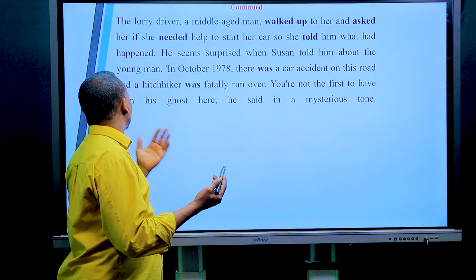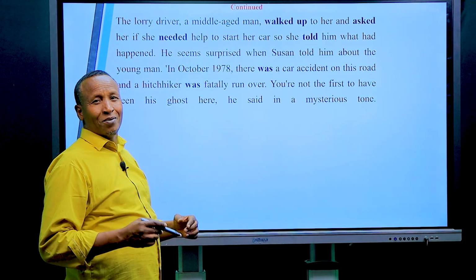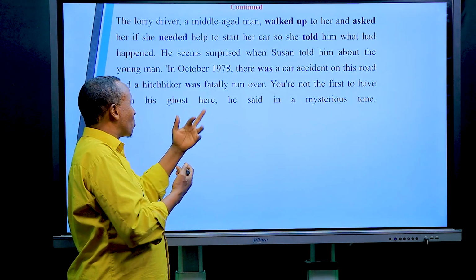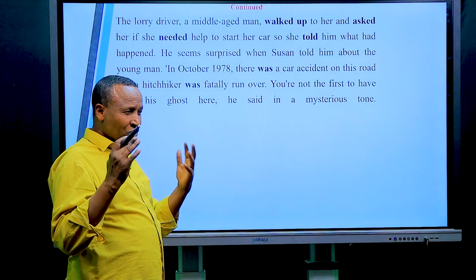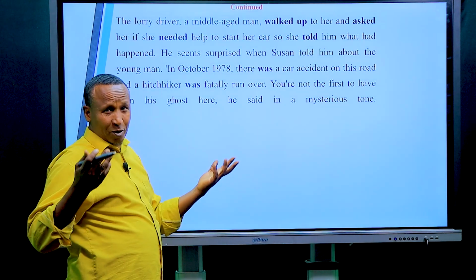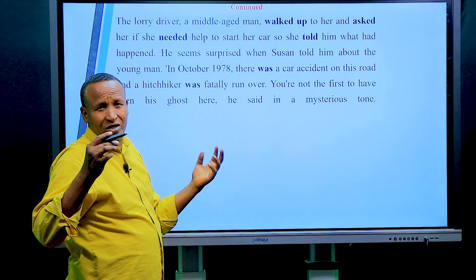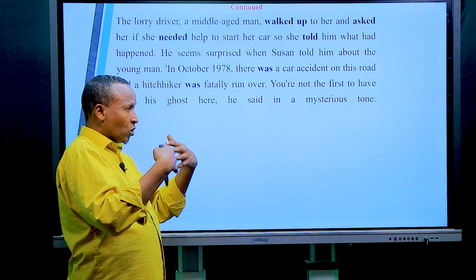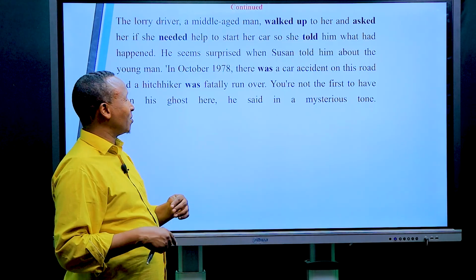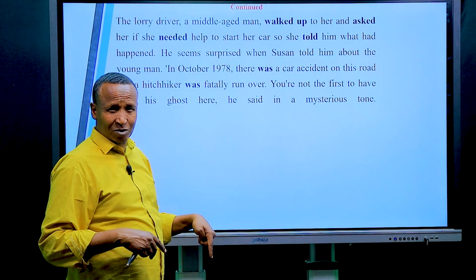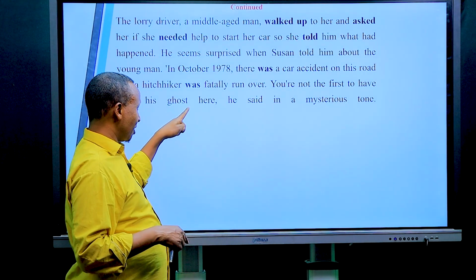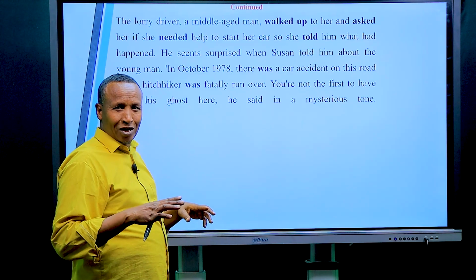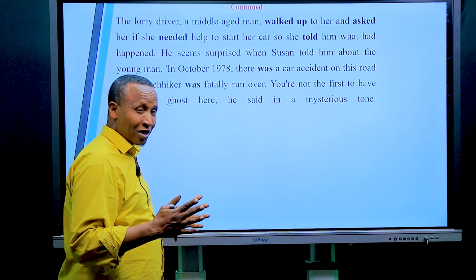You are not the first to have seen his ghost here. A ghost is the spirit of a dead person. Some people believe it, and some people might not believe it. He said in a mysterious tone.